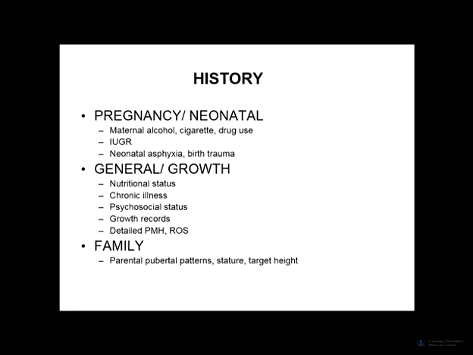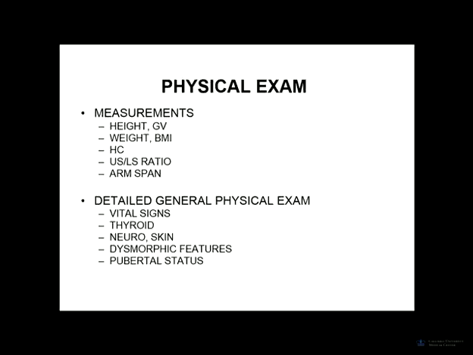Growth records in terms of getting your history is critical, because you really want to know the growth velocity, and with 1 point on the curve, you can't determine that. Detailed past medical history and review of systems, and it's also very helpful to have the paternal heights and paternal height patterns. Physical exam, height, weight, and head circumference all should be measured carefully.